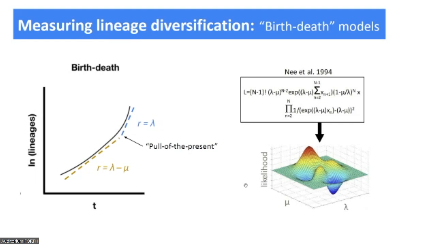The likelihood density of a constant birth-death model applied to a phylogeny was first derived by Nee and collaborators in 1994. They say that in the past, the lineages accumulate with a diversification rate, which is speciation minus extinction. But in the recent past, this diversification rate is only defined by speciation, because lineages have no time to go extinct. So this change in the slope is why they call it the pull of the present, and it allows us to estimate speciation rate and extinction rate separately, but just for birth-death constant models.